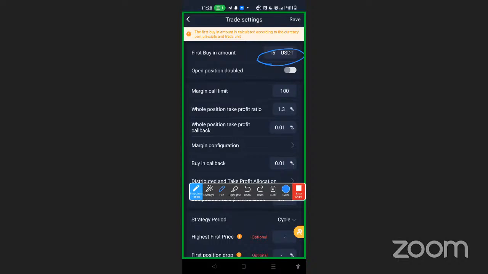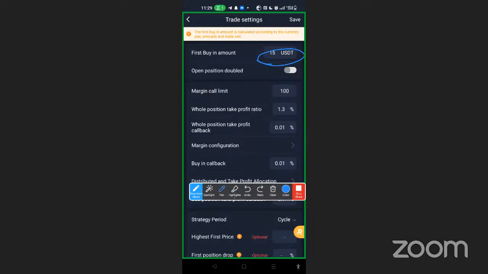Okay, so the first buying amount here is 15. I encourage everybody to not set less than $15, although it can be set. You can set 12, you can set 10. But in Binance, when we transact, sometimes when we set $10 and buy less quantity, we lose. So make sure you keep your quantity.